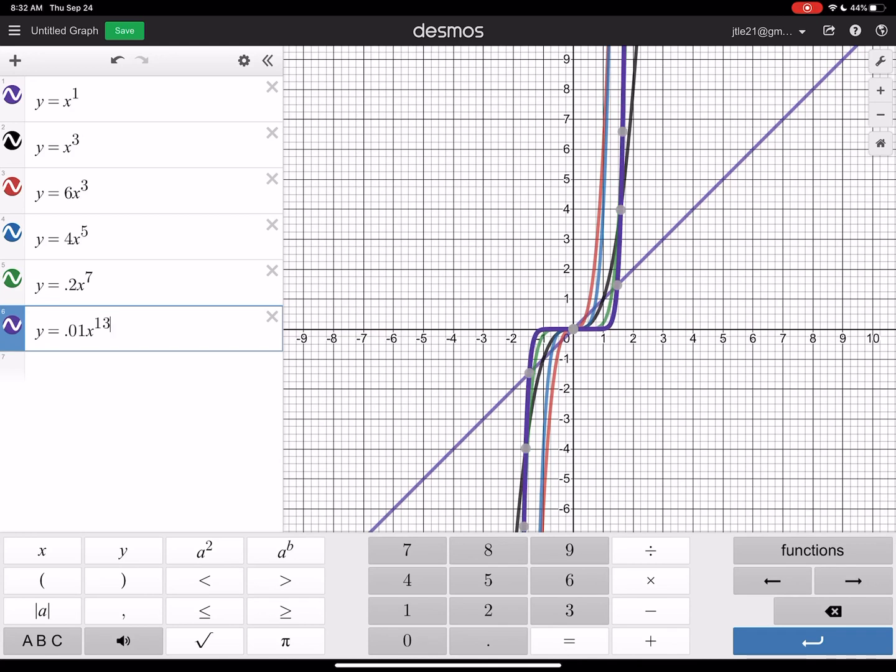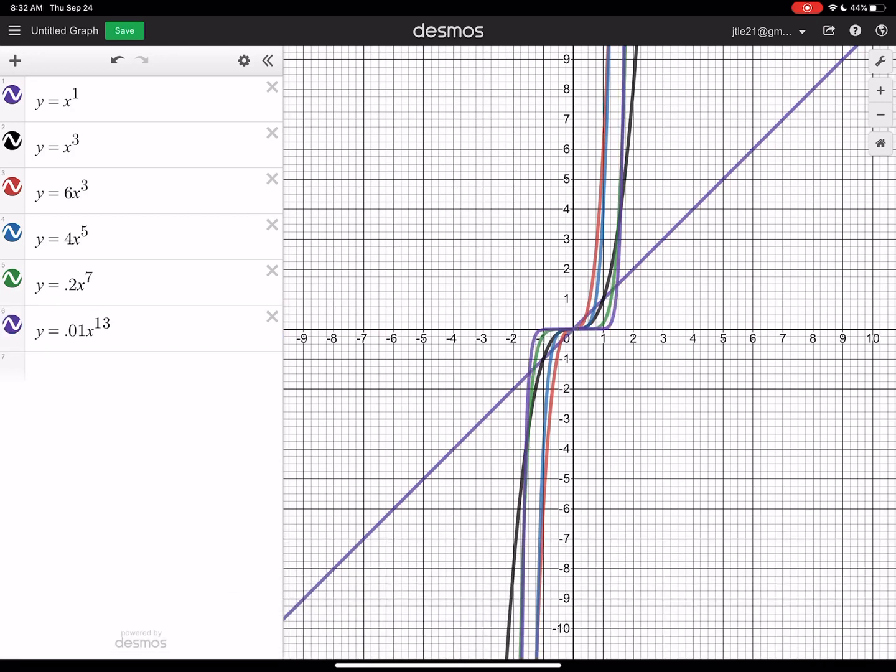Okay, so take a look at this graph now. Pick any one of them. Take a look at all of their end behaviors. I'll take a screenshot of this real quick.